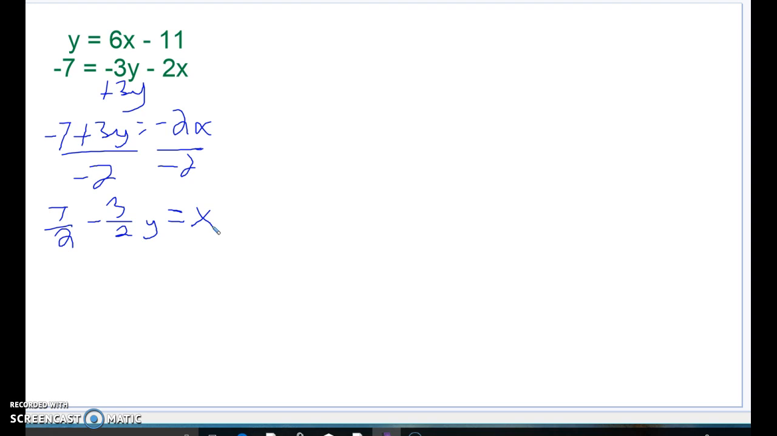So we can plug that value for x into the first equation. So we're going to have y is equal to 6 times x. And as we found, x is equal to 7 halves minus 3 halves y, and then that quantity minus 11. So again, we're going to start with distributive property. We have 6 times 7 halves, and so that's going to give us 42 halves.